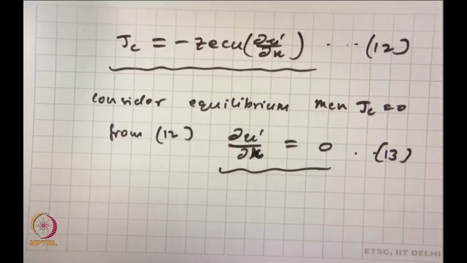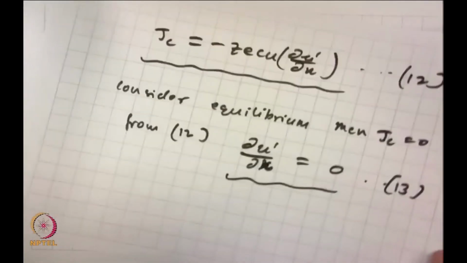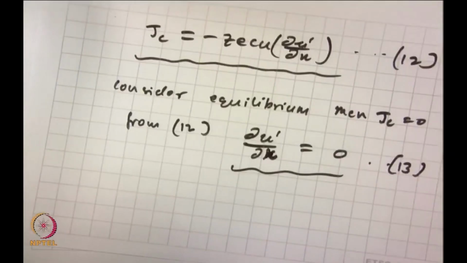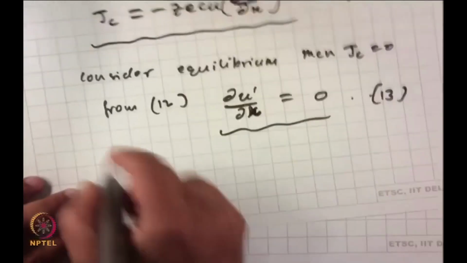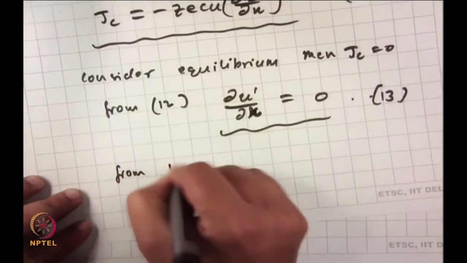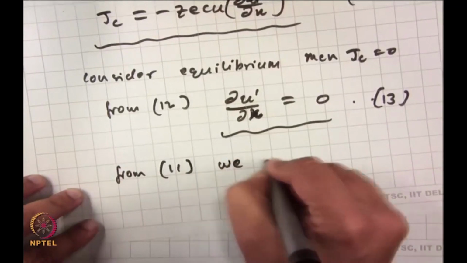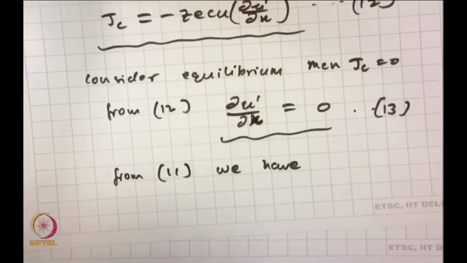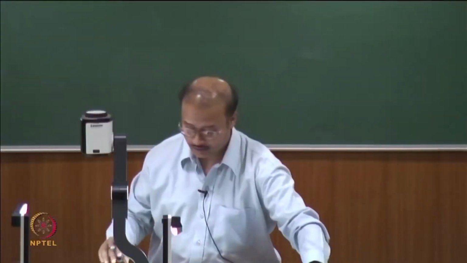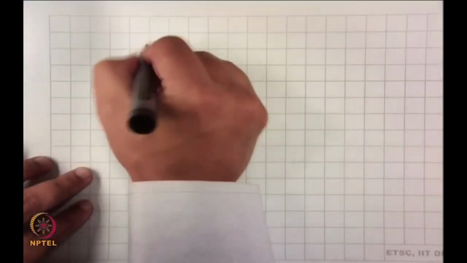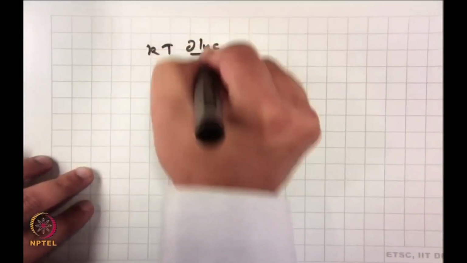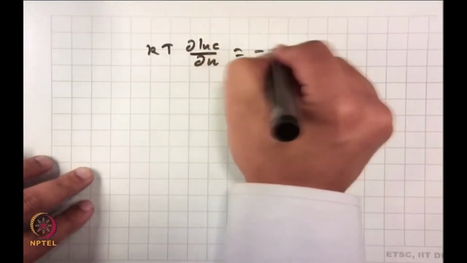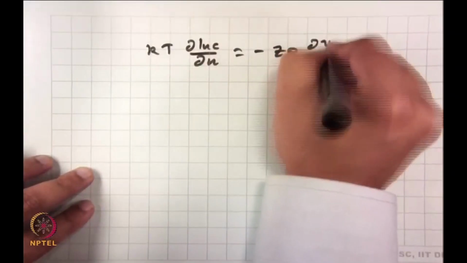Great. Now, do you think we can get the Nernst equation from here? You look at equation number 11, that is where we had the expression of del mu prime over del x. So, from 11, this is what we have: k T del ln C over del x is equal to minus Z E del psi over del x.